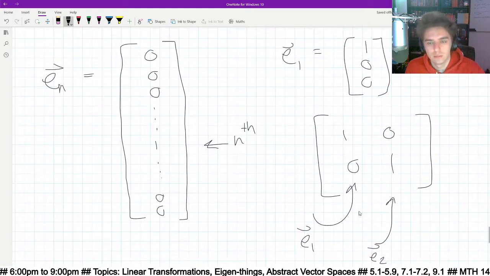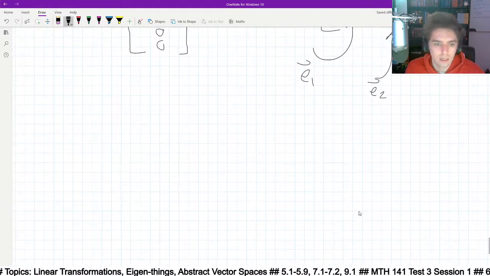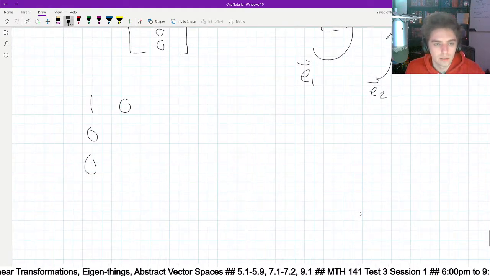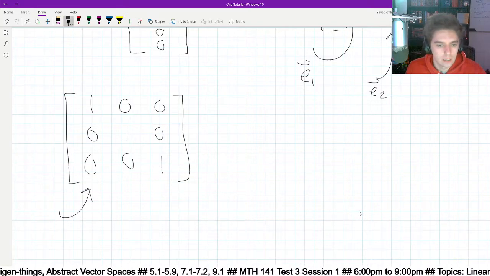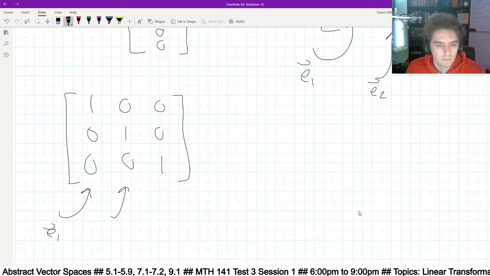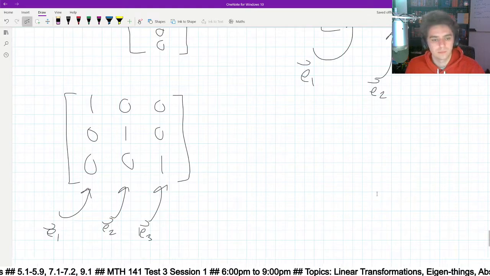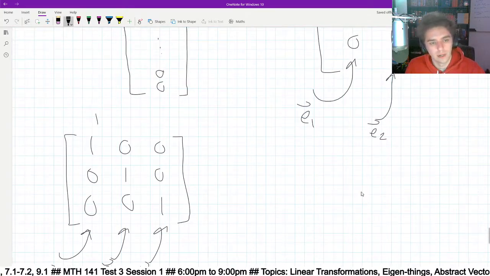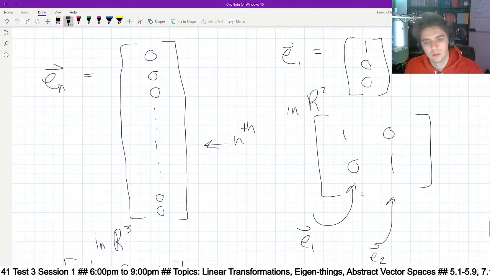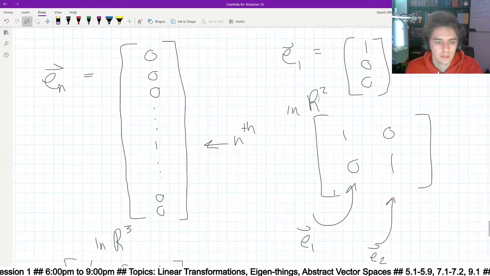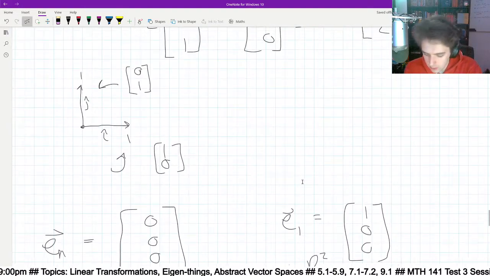So if it was R2, E1 and E2 would be that, but if it was R3, it'd be 1, 0, 0, 0, 1, 0, 0, 0, 1. And now E1 is that, E2 is that, and E3 is that. This is in R3, and this is in R2. All right, that's clear. Okay, good.